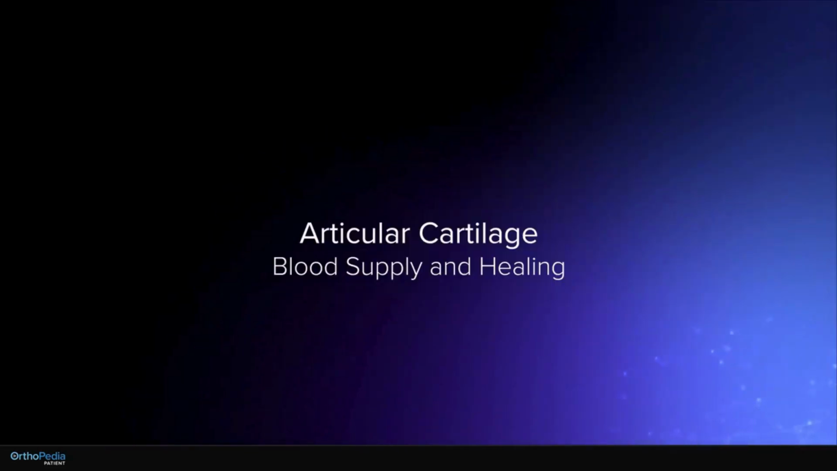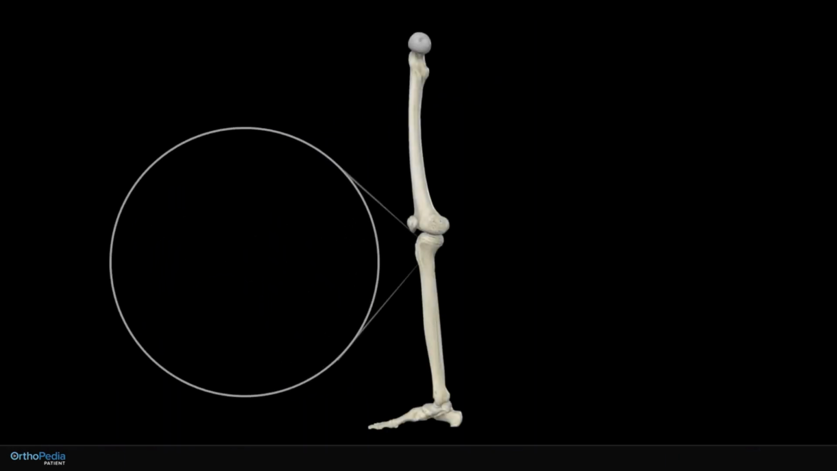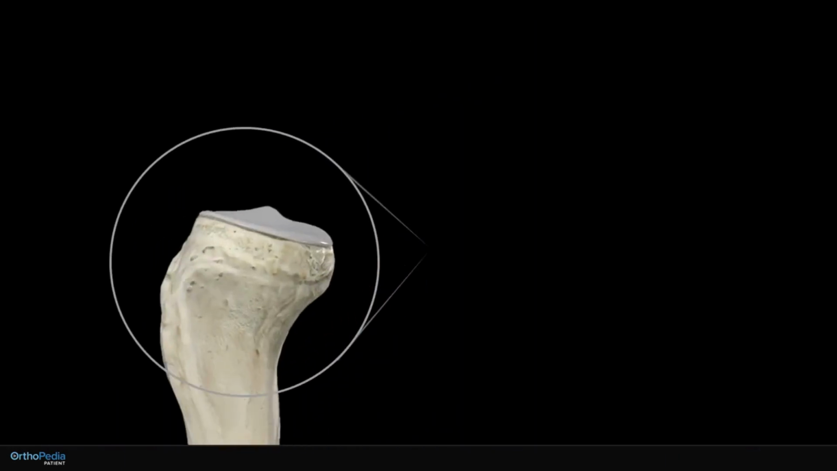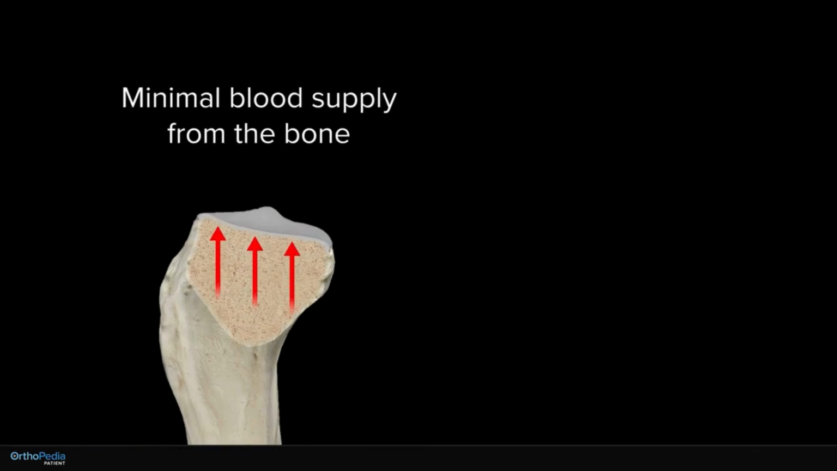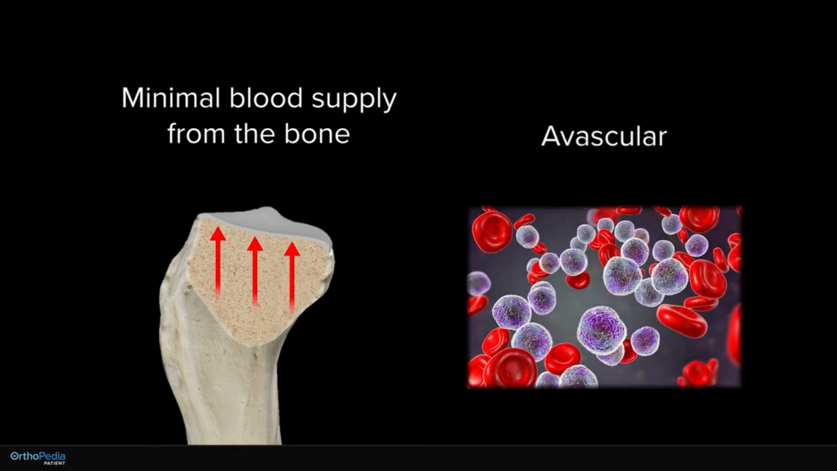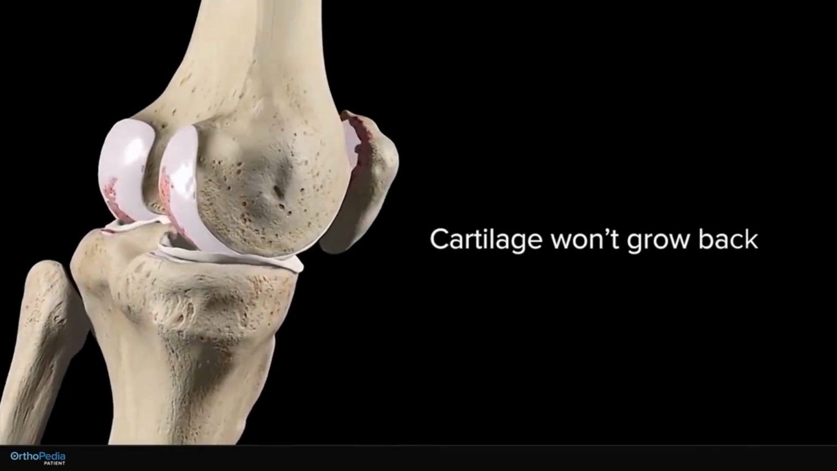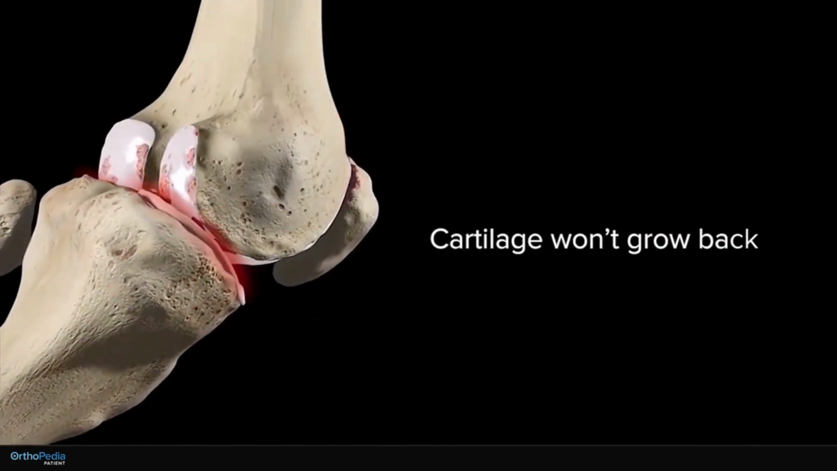Unfortunately, one of the shortcomings of articular cartilage is that it doesn't heal as well as other tissue in the body. Its blood flow comes bottom up from the bone, but it doesn't make it very far. Cartilage is considered avascular since it doesn't get much blood supply, making it near impossible for cartilage to grow back to normal on its own.